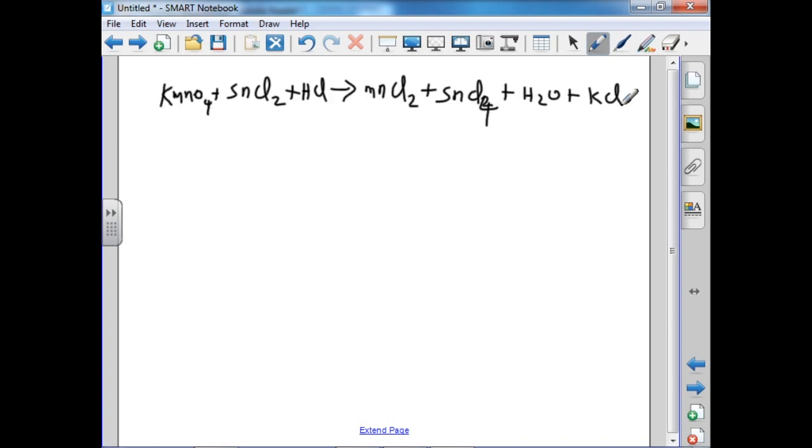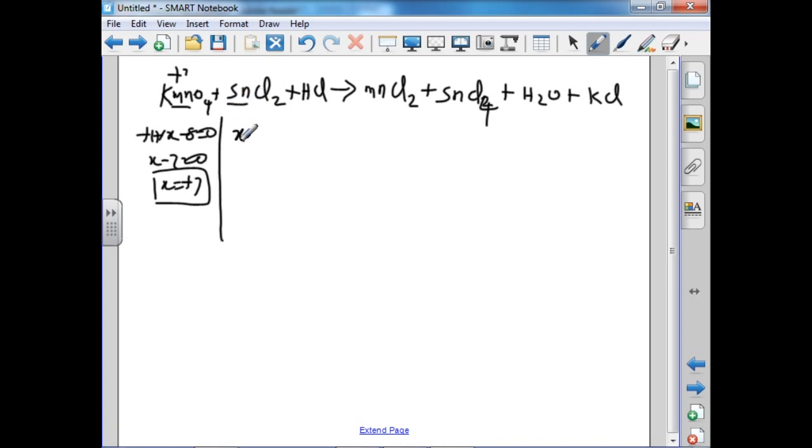Next, balance the following equation by the ion electron method. First, we have to identify the oxidation number of each element. First one is Mn: 1 plus x minus 8 equals 0, x minus 7 equals 0, x equals plus 7. The oxidation number of Mn is plus 7.